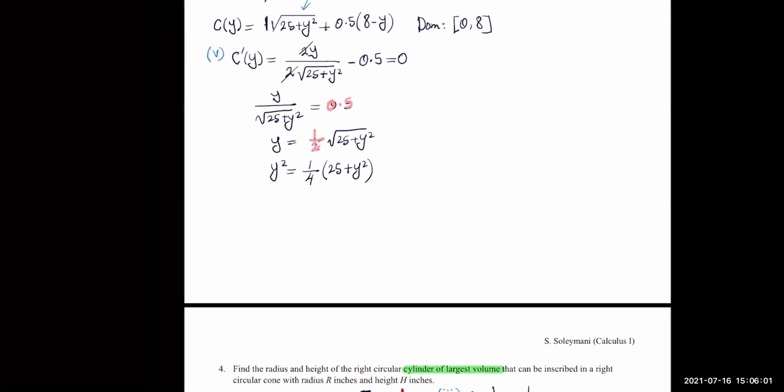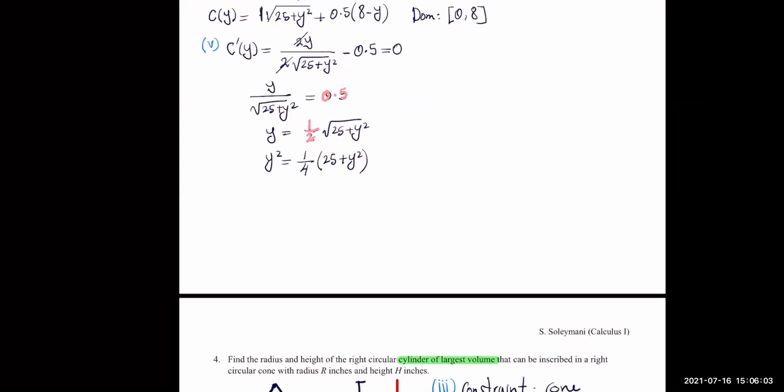Okay, so multiply by 4 to get rid of that 4. You got 4y squared equal to 25 plus y squared. Okay, this is quadratic, but it's not a bad quadratic function because you can isolate y squared and take the square root. Just subtract y squared, you get on the left 3y squared, on the right 25, divide by 3. Thankfully, 25 is a perfect square, but 3 is not.